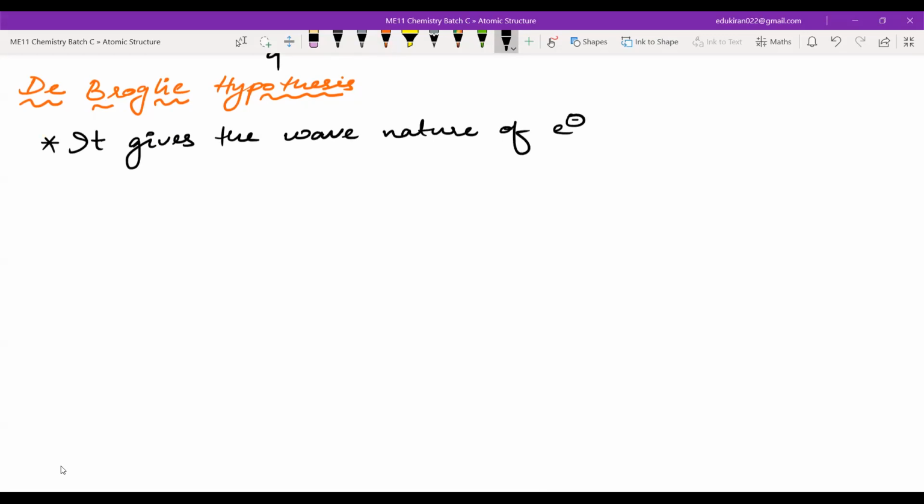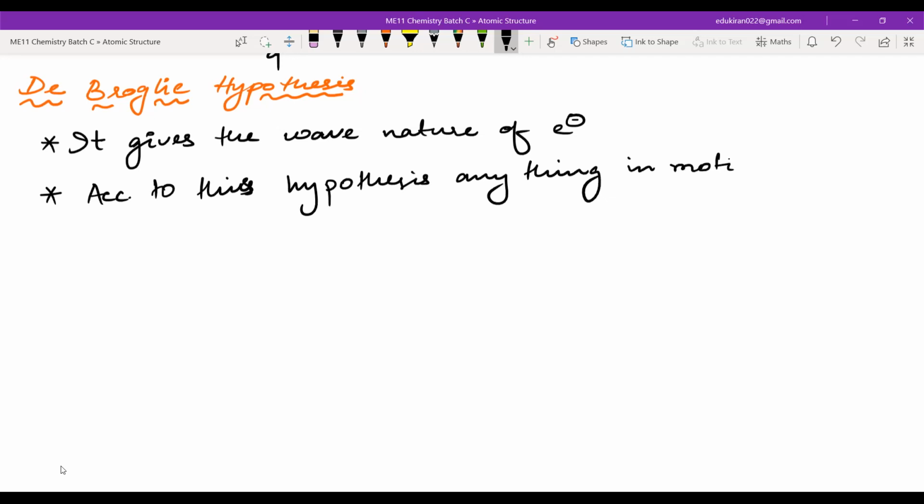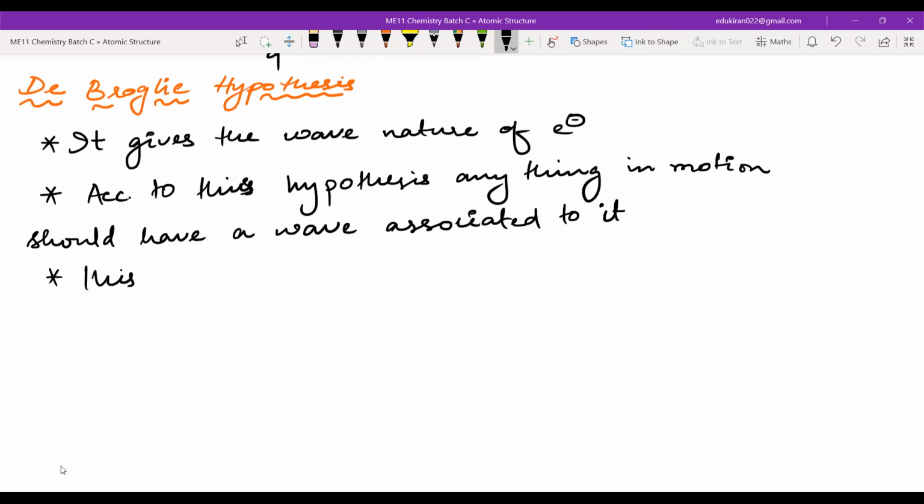Now De-Broglie hypothesized that if anything is in motion, it will have a wave associated with it, right? According to this hypothesis, anything in motion should have a wave associated to it. This wave is known as De-Broglie wave.